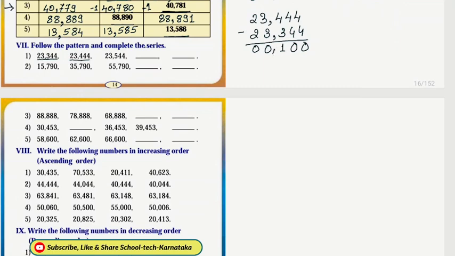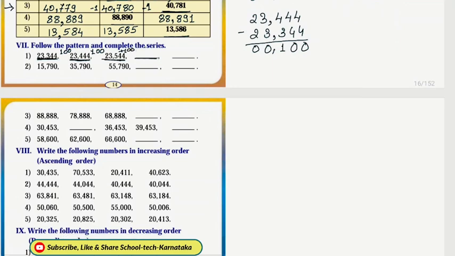So the difference between these two numbers, 23,344 and 23,444, is 100. Similarly, we need to find the difference between these two numbers in the same way. We subtract the smaller number from the greater number, and we find the difference as 100. So we know that if we add 100 to this number, we get this number. So to find this number, we need to add 100 to this number.